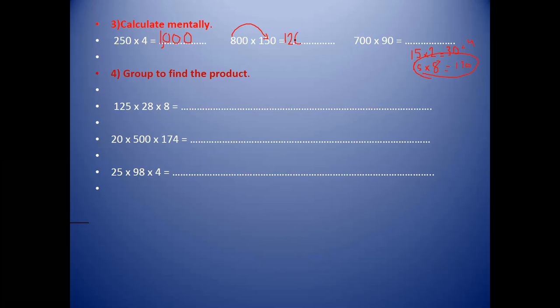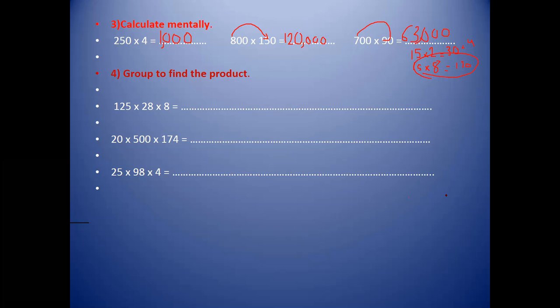120 with how many zeros do we have in both sides? 1, 2, 3 zeros. So the answer is 120,000. Now, 7 times 9, 63. With how many zeros in both sides? 1, 2, 3 zeros. So 63,000.